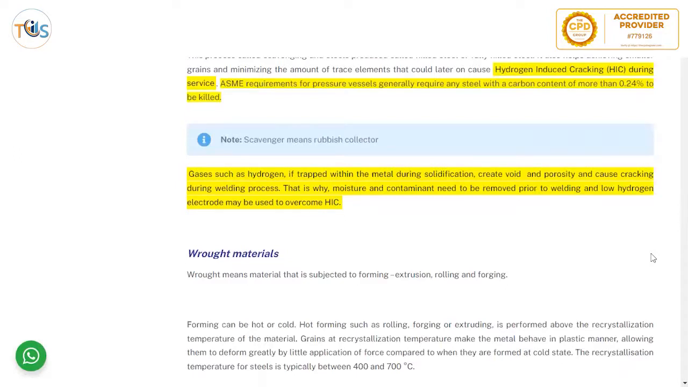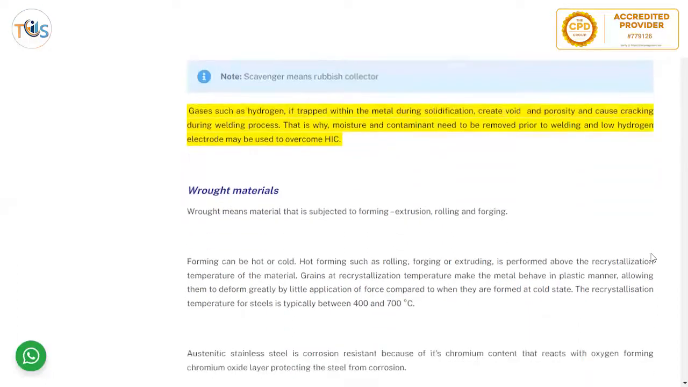Gases such as hydrogen, if trapped within the metal during solidification, create voids and porosity and cause cracking during the welding process. That is why moisture and contaminants need to be removed prior to welding, and low hydrogen electrodes may be used to overcome HIC or hydrogen-induced cracking.